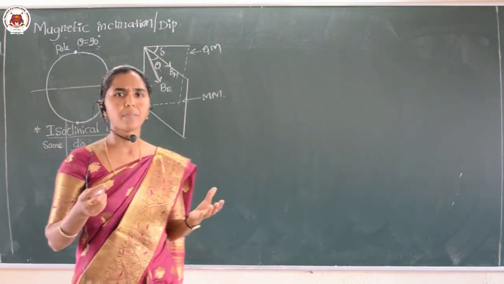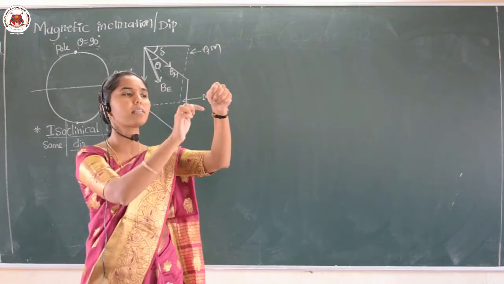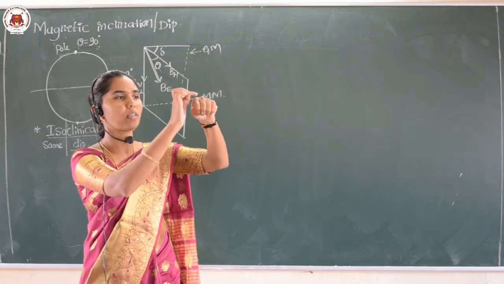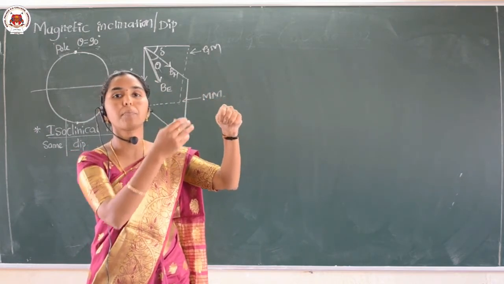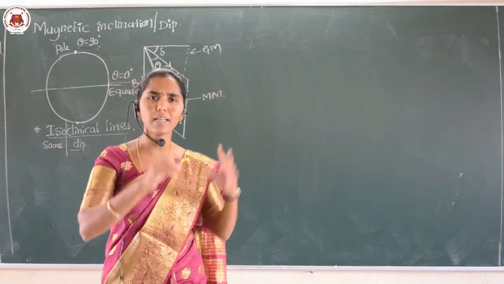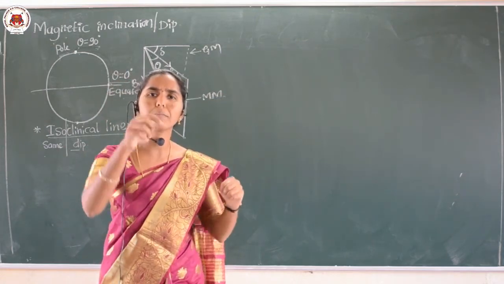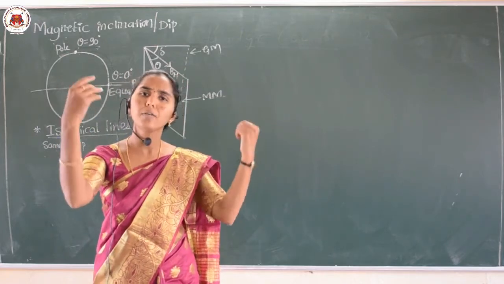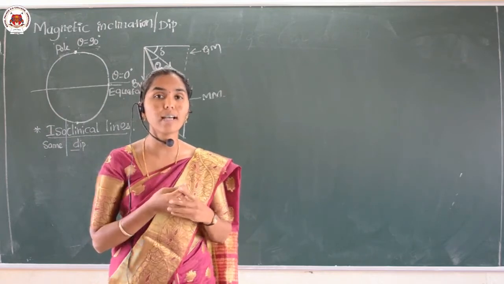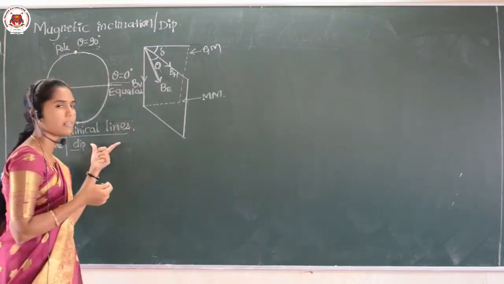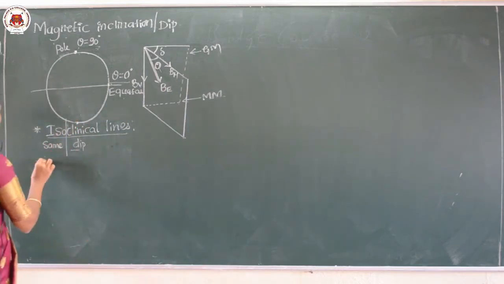Very simple. Assume this is the earth, here is one place, here is another place, and like this many places are there. You draw a line where the dip angle on all those places has the same value. If the dip at one point is 32 degrees, then everywhere on that line you get 32 degrees only. Obviously, such lines are called isoclinical lines. Am I clear? Yes.